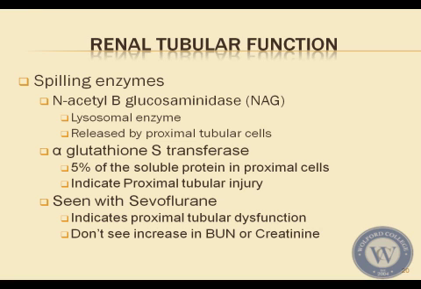The other thing that you can pick up is by looking at the alpha glutathione S-transferase, which is 5% of the soluble protein in proximal cells. It also indicates proximal tubular damage. These are the kind of enzymes that are spilled with exposure to volatile anesthetics such as sevoflurane, which would indicate proximal tubular dysfunction. But you don't see an increase in BUN and creatinine, which is still worrisome considering that the only way you're picking it up is by looking at the actual enzymatic spillage, which indicates damage.